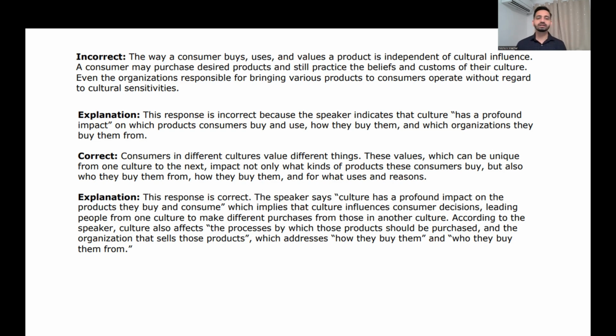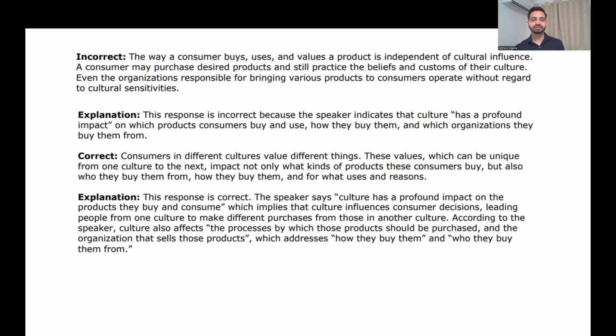So that can't be correct. Now let's read the last one. Consumers, and if you just eliminated these three, it was easy for you to choose the fourth one, but you will have to read the last one to be able to be sure that you're choosing the correct one.